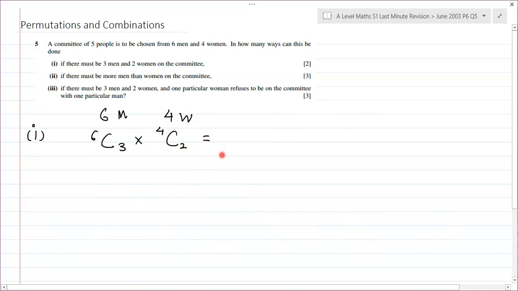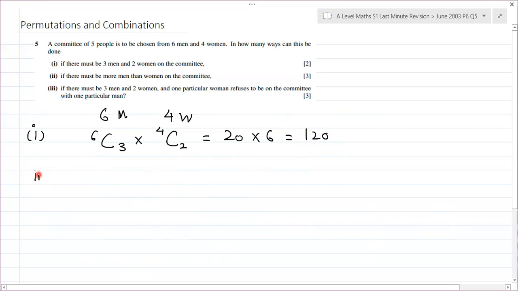So that should be the answer: 6C3 into 4C2. 6C3 into 4C2, that would give you 20 times 6. So that should give you 120.